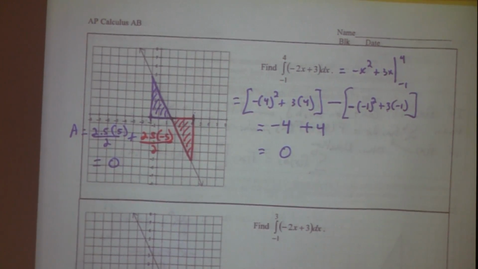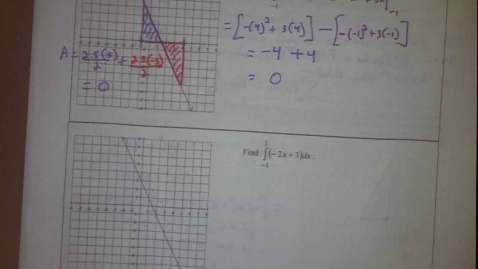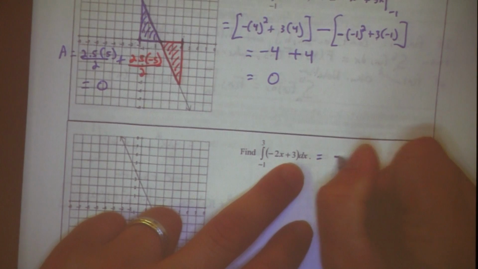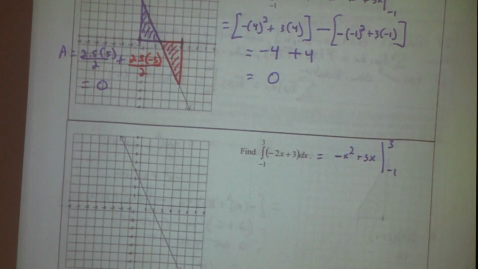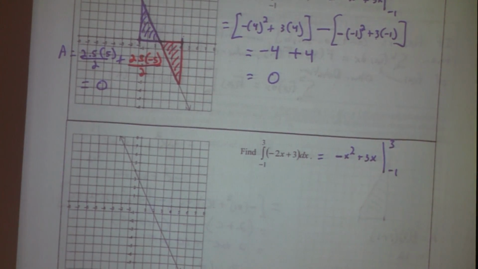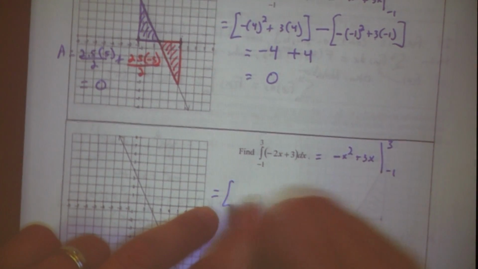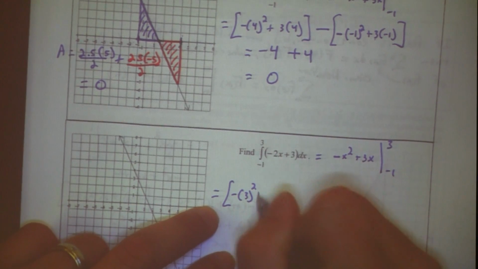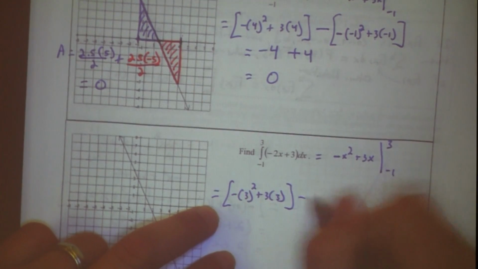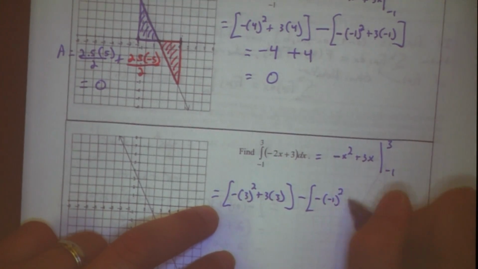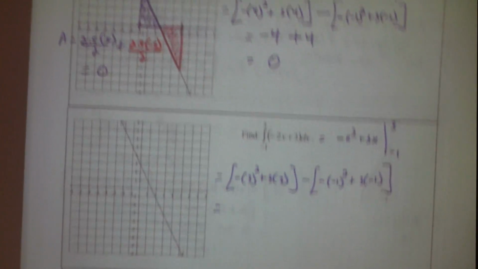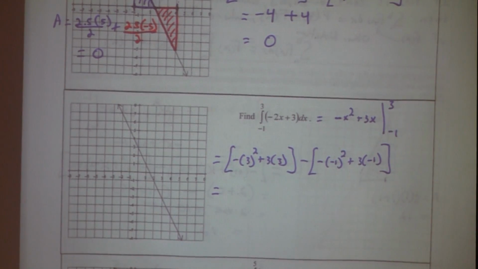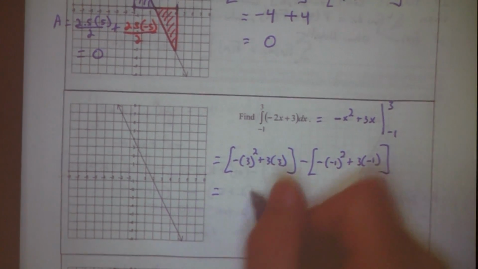Maybe? Okay. Let's try another one here. Now we're gonna get negative x squared plus 3x evaluated from negative 1 to 3. Which one do we plug in first, Danilo? The 3. So we're gonna get negative 3 squared plus 3 times 3 minus negative 1 squared plus 3 times negative 1. On the left, what do we get? Negative 9 plus 9, 0.